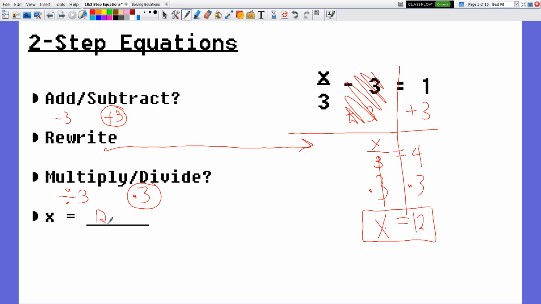Let's go ahead and put it back into the original problem and see if it makes sense. 12 divided by 3 minus 3 equals 1. Division comes before subtraction. So 12 divided by 3 is 4. Minus 3 equals 1. Hey, 4 minus 3 does equal 1. 1 equals 1. Look at that.